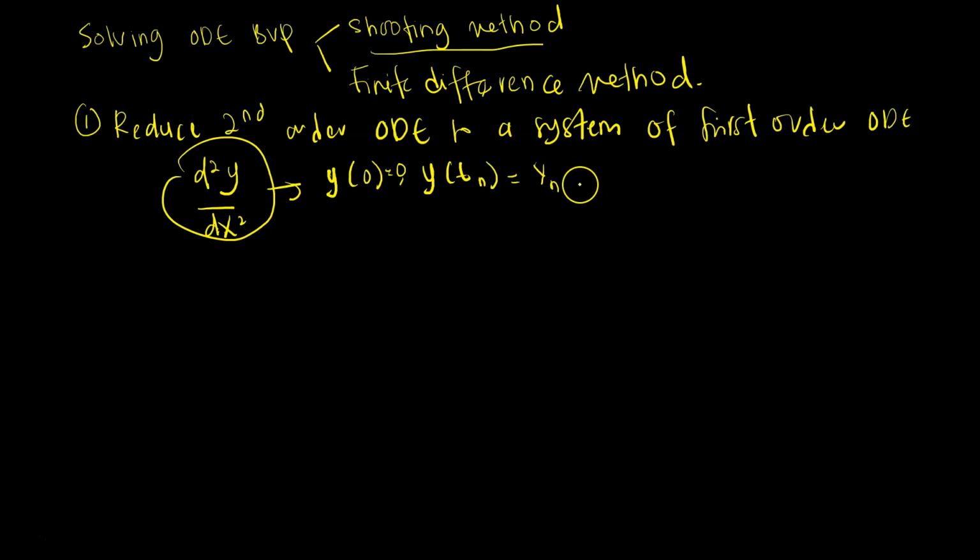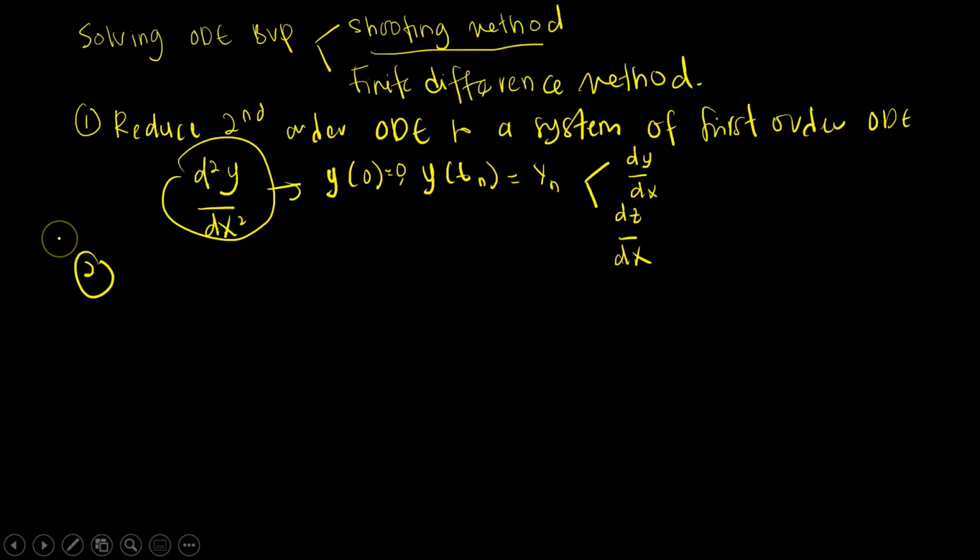And then when we want to reduce this second order ODE to a system of first order, it means that you need to reduce this second derivative to a system of two equations. That is, we have dy dx and also dz dx. This is the first step. And then step number 2, once you have reduced the second order ODE to a system of first order ODE, you need to determine initial value.